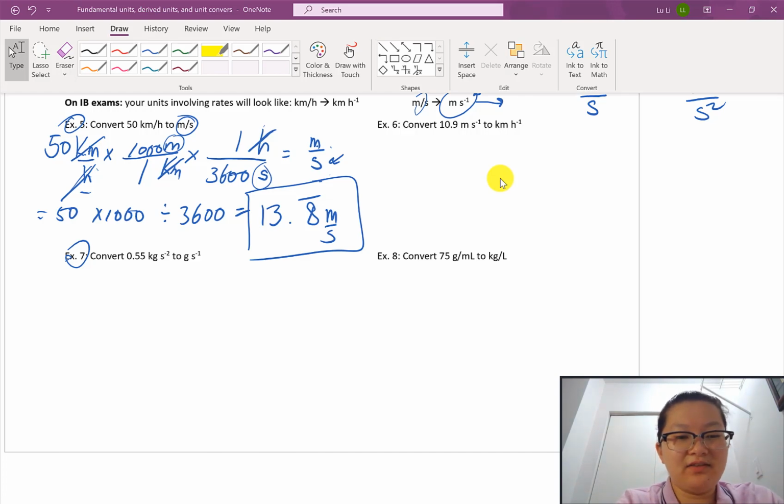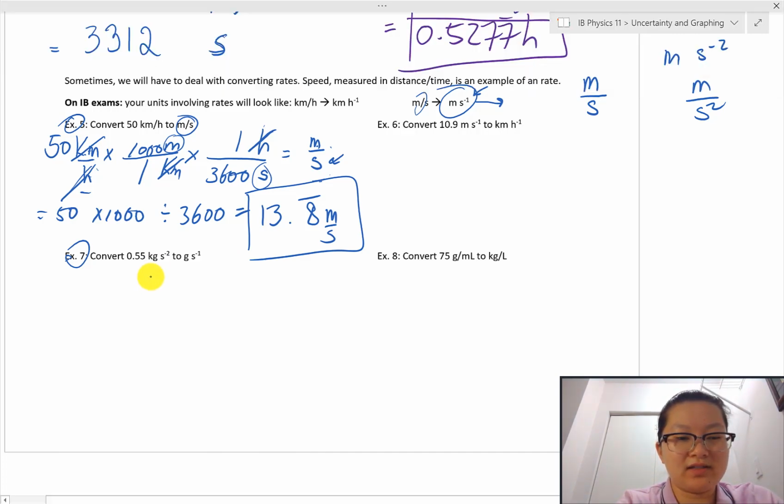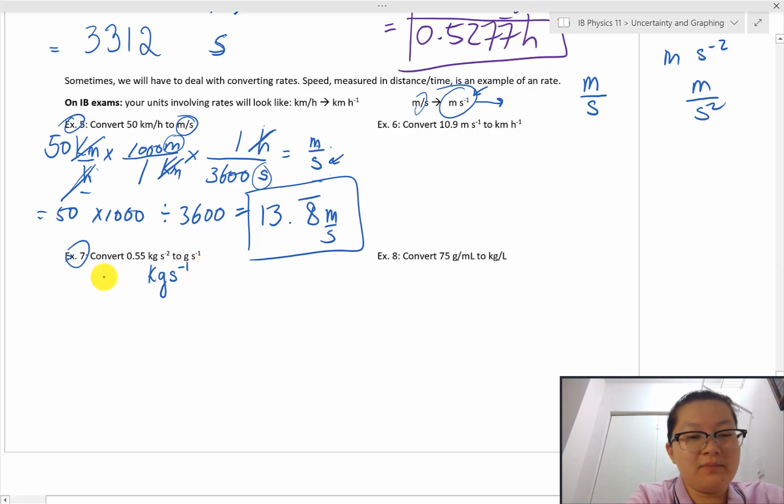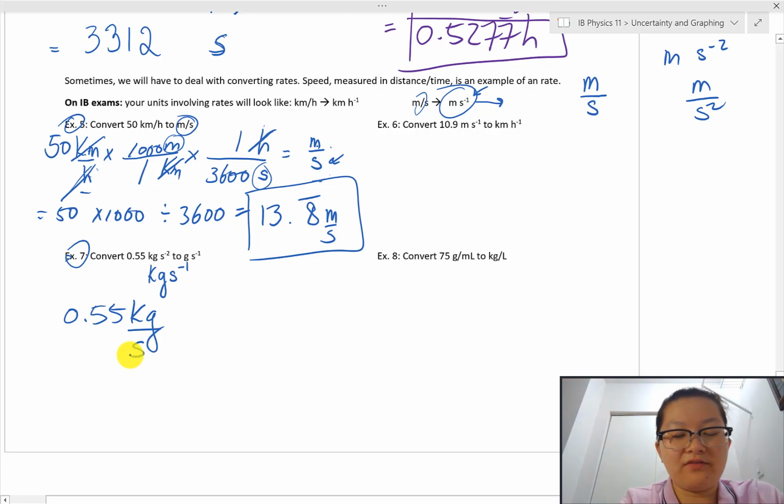For example 7, there's a typo here. That's kilograms times seconds to the -1, not -2. It wouldn't make a lot of physical significance. So we want 0.55 kilograms per second, and that's what the -1 means. I put them in that format so you can get used to it. Kilograms on top, seconds on the bottom. And we want our final answer to be in grams and seconds to the -1, that's grams per second.